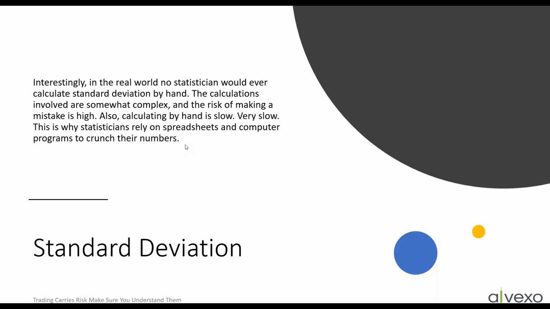Now, like I said, the upper and the lower bands are based on what's called standard deviation. Standard deviation is not a mathematical formula that was developed for the financial market. Standard deviation is a standard mathematical formula used in all types of statistical analysis. Interesting, in the real world, no statistician would ever calculate standard deviation by hand. The calculation is somewhat complex, and the risk of making a mistake is high. So even statisticians use a computer to crunch these numbers in all their computations and spreadsheets.